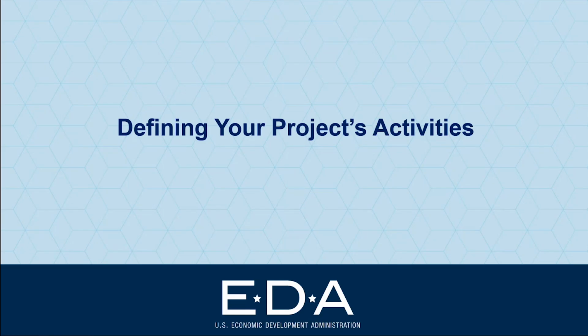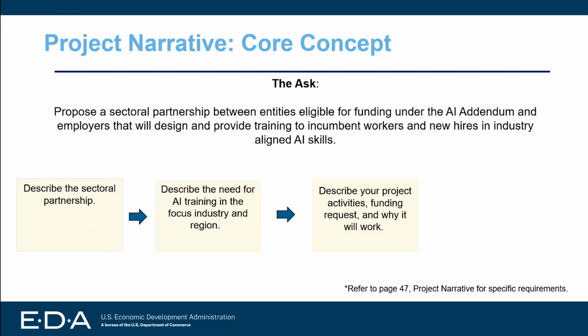Defining your project's activities. Now that we've covered the sectoral partnership and the need for AI training, we'll move into the next core element, which is describing your project activities, the funding that you are requesting, and why the activities and the approach that you've outlined will work in addressing the AI need that you've described in your previous sections.